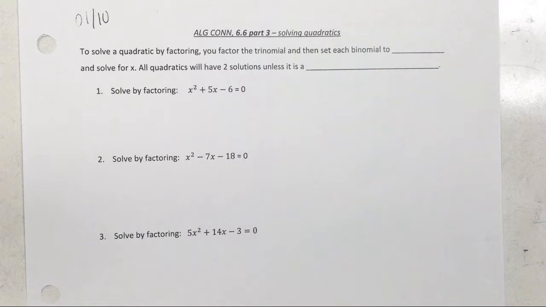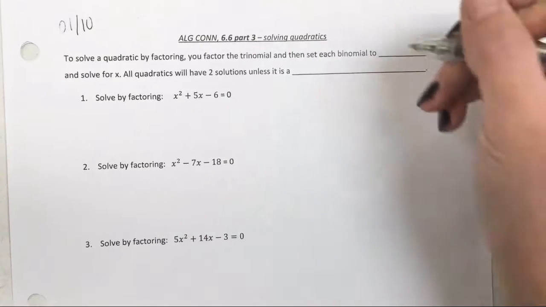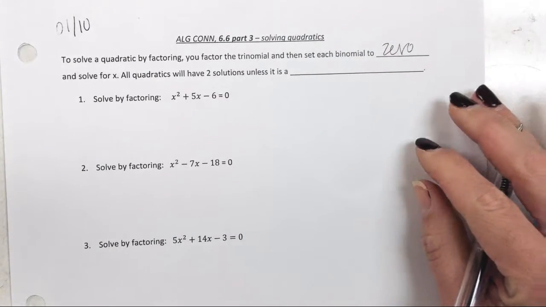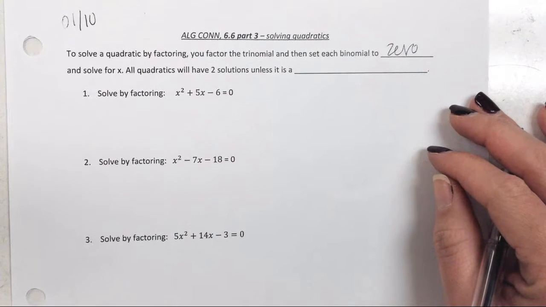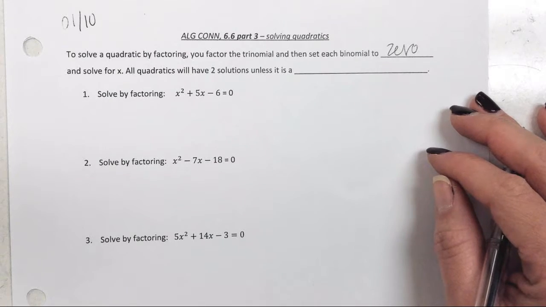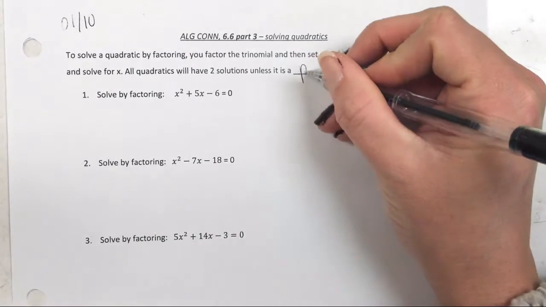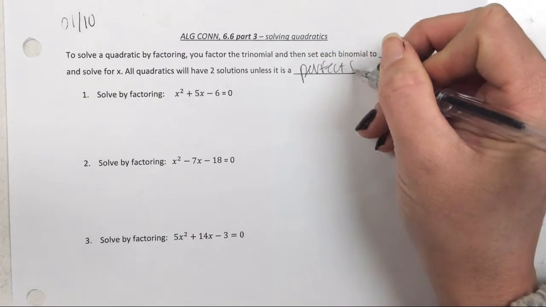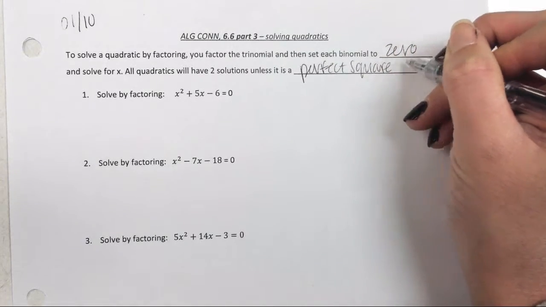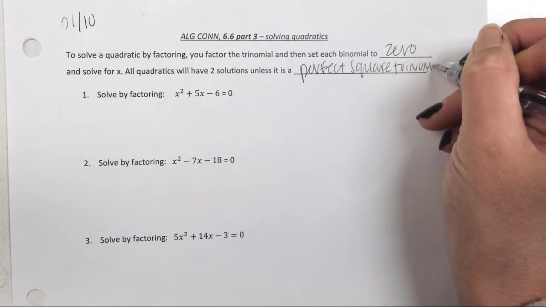Okay? So, to solve a quadratic by factoring, you will factor the trinomial, which we've been doing, and then set each binomial equal to 0 and solve for x. All quadratics will have two solutions unless it's a perfect square trinomial. And we talked about what that was last week.